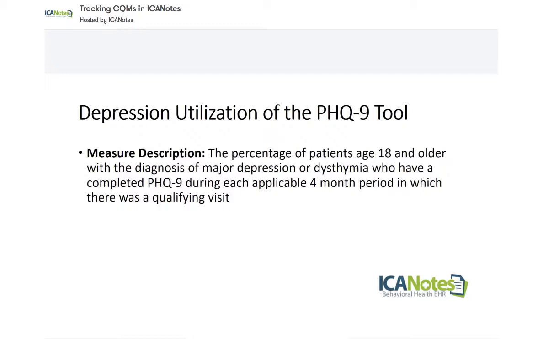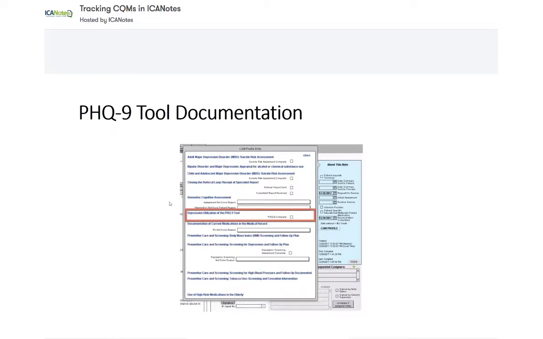The numerator statement is patients who have had a PHQ-9 tool administered at least once during a 4-month period. Again, higher scores indicate better quality. So in ICANotes, we allow you to fill out the PHQ-9. There are a couple different ways in ICANotes you can do that. You can do this under custom forms and assessments. That is the last box. As far as turquoise assessment boxes, it's the last box. If you haven't been in that area, we have a plethora of nice assessments in there for you to complete.